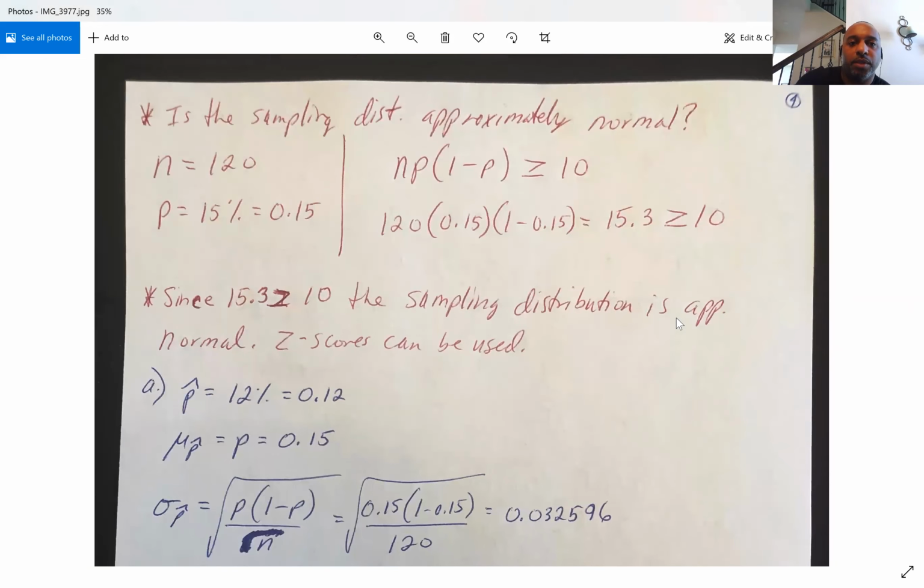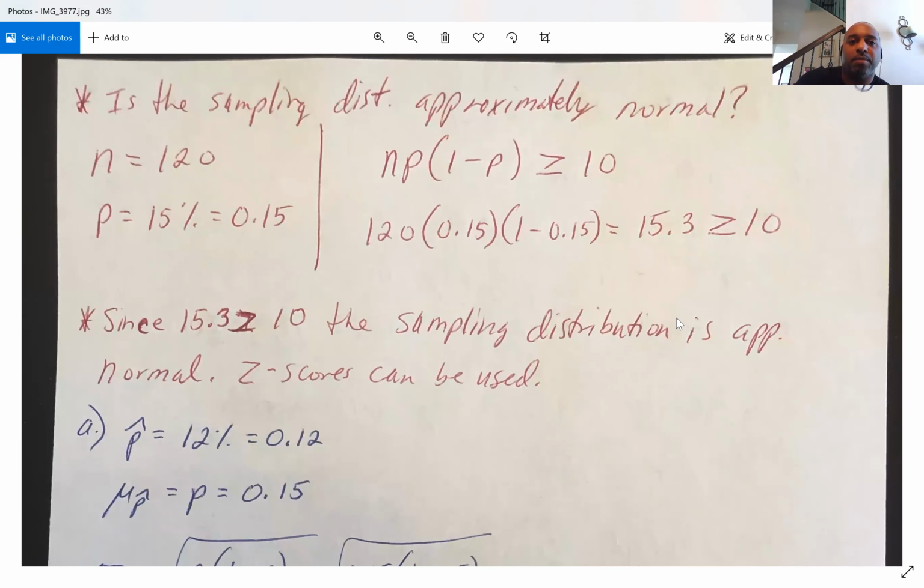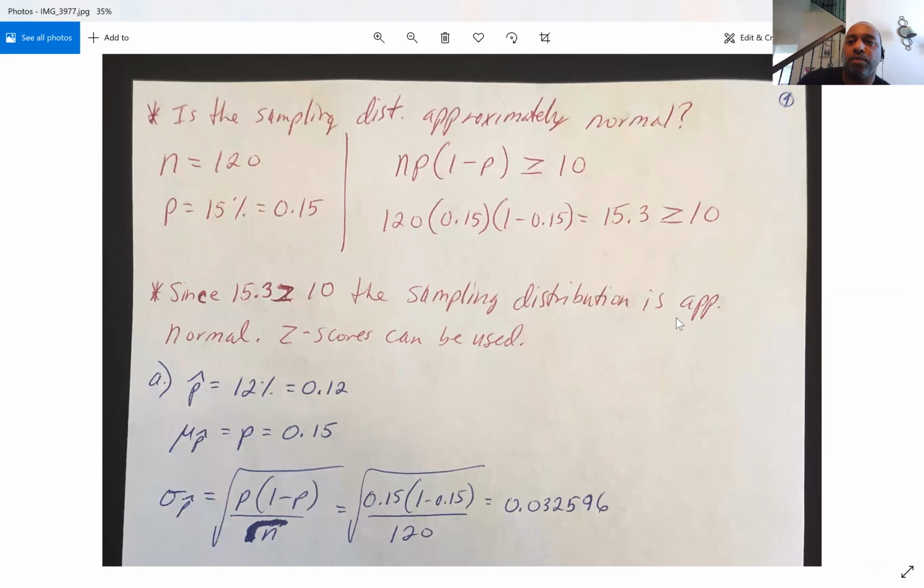So first thing we need to do is establish, is it approximately normal? That's what we're doing in the red. So N is 120, that's the sample size. P is 15%, 0.15, that's the population proportion. So we do 120 times 0.15 times 1 minus 0.15, and we have to see if that calculation is greater than or equal to 10. That's equal to 15.3, which is greater than 10. And so since 15.3 is greater than or equal to 10, the sampling distribution is approximately normal.